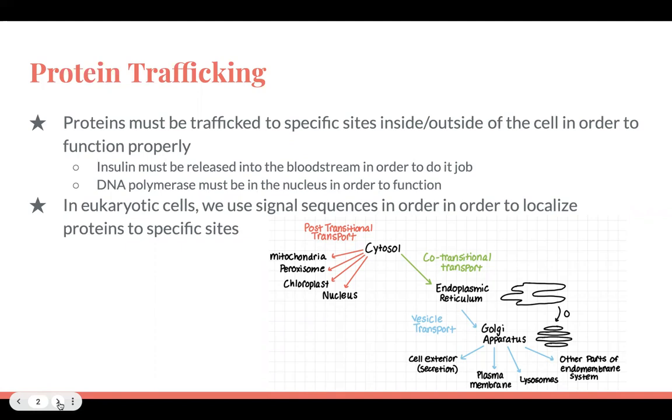And in eukaryotic cells, we use signal sequences in order to localize proteins to specific sites within the cell. So here on the slide are a few examples of different types of signaling sequences. When proteins are made in the cytosol, they can go to either mitochondria, peroxisomes, chloroplasts, or the nucleus. And if they are ER-bound proteins, then they will enter the endomembrane system.